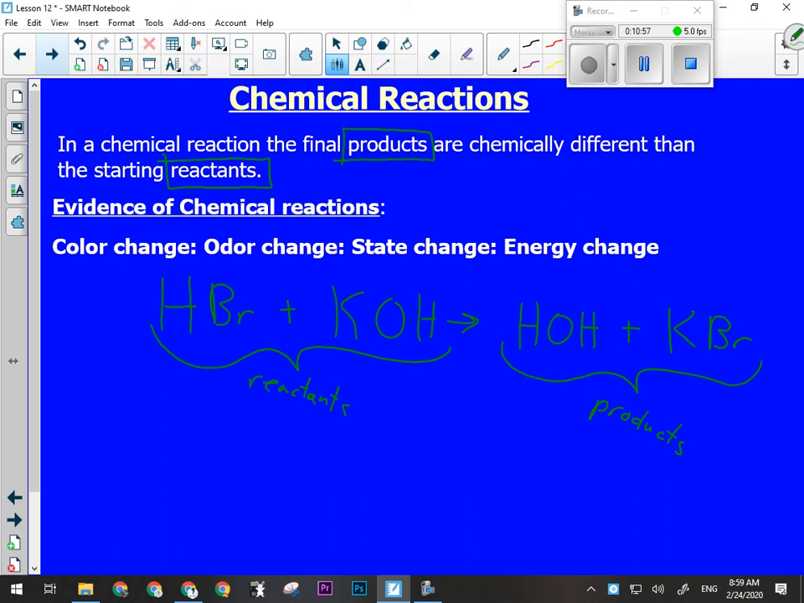So the signs of this reaction would be a pH change, and there would probably be some bubbling and fizzing, and there would probably be a temperature change. Anytime you have an acid and a base react, they usually get pretty hot. All of those signs would indicate that there is something new that has been produced. Everybody understand products and reactants?